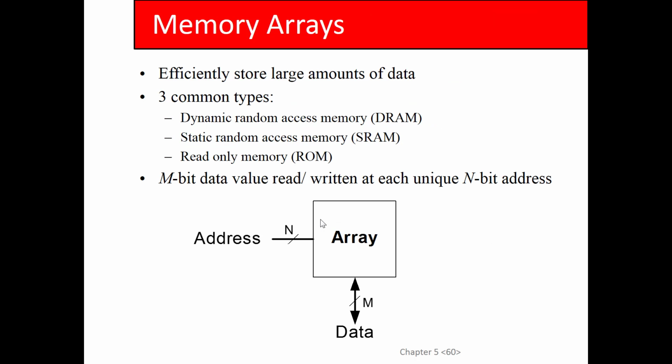Okay, so switching to another topic, memory arrays. An array is just that. It's a two-dimensional array of bits. It's arranged kind of like a matrix in rows and columns. So there's one bit at each. There's one bit for every row times columns, right?